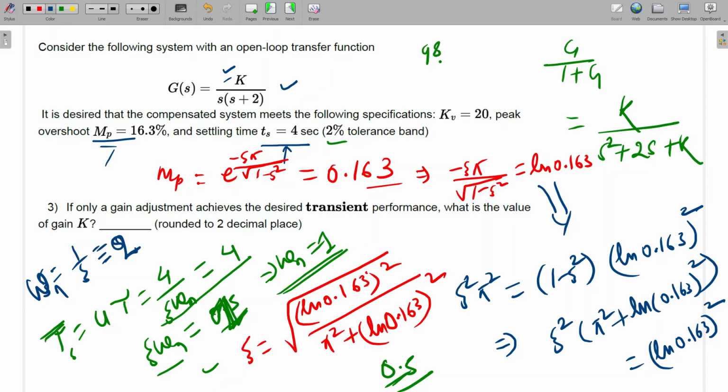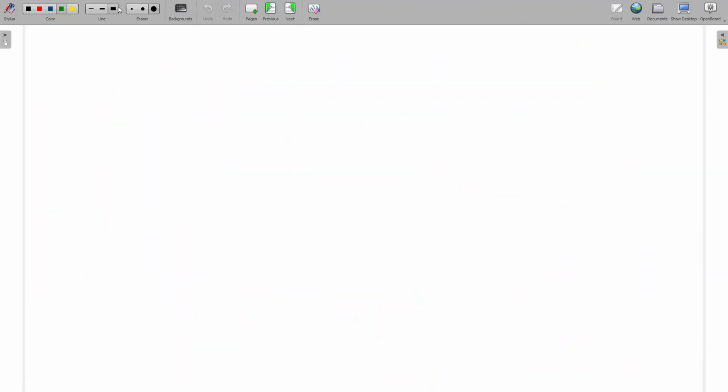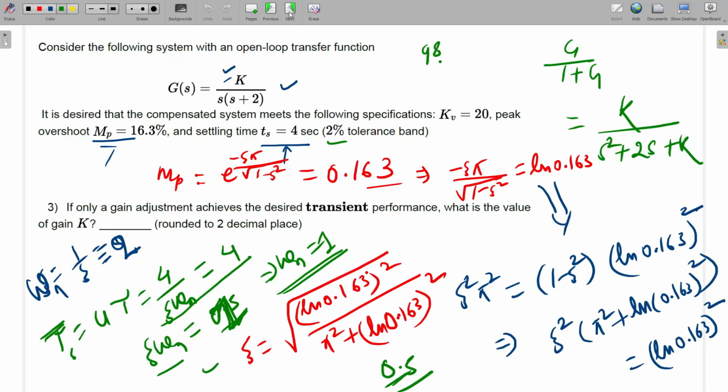Omega n is 2. So now what it is asking is the K value for this specification. From this transfer function, we can see that in s square plus 2 zeta omega n s plus omega n square, K is equal to omega n square. Omega n we have already calculated, so K is equal to 2 square, which is 4. Is it clear? This question we can solve with root locus also.